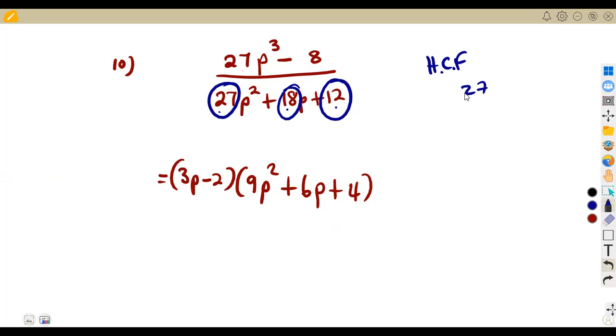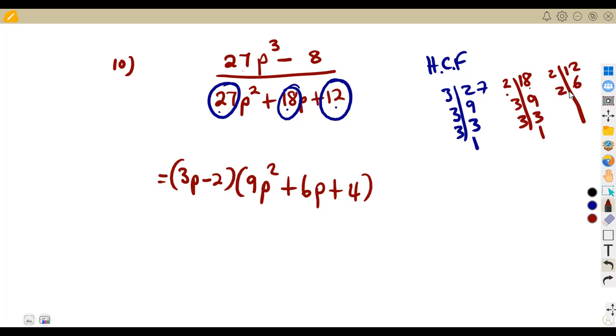Remember, 27, guys, is the same as 3. You divide by 3, that's going to be 9. By 3, that's going to be 3. You divide by 3, you get a 1. All right, you move on to 18. You divide by the smallest number, which is 2. 18 divided by 2 is 9. Divide by 3, which is 3. Divide by 3, you get a 1. All right, you move on to 12. In that case, you do the same thing. By 2, that's going to be a 6. By 2, that's a 3. By 3, that's a 1.